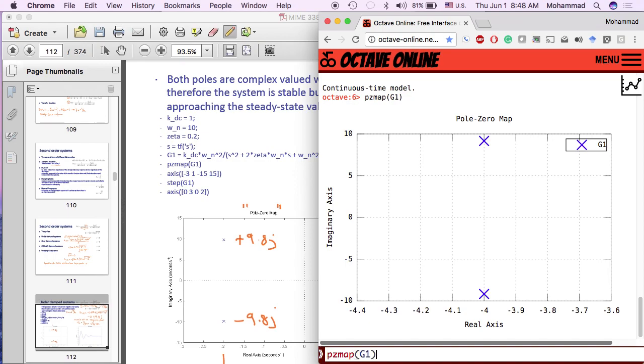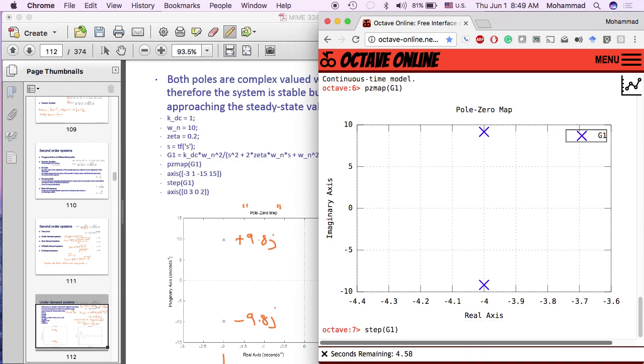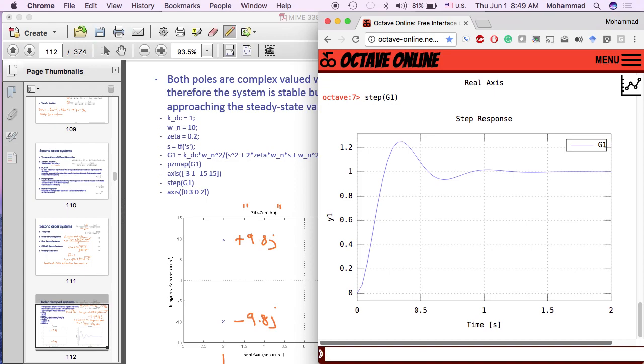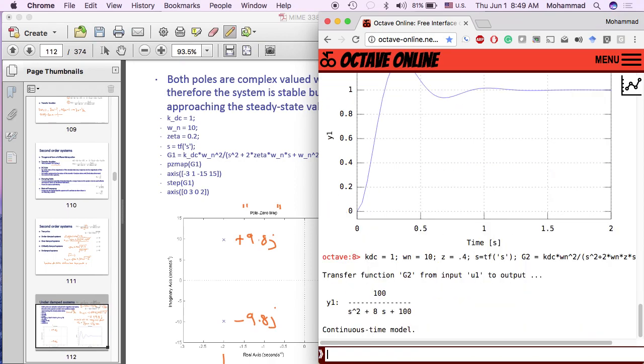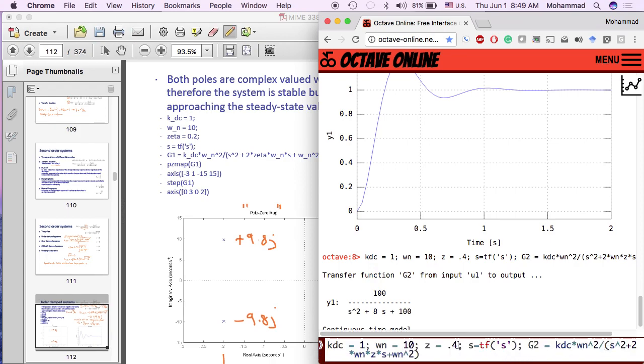Now let's look at the step response. So step response shows a faster response. Not only that, but also a smaller overshoot and faster settling, essentially. Let's see if we can put these two plots next to each other. So let's try this. So we are going to call the one that has zeta of 0.4 G2, and zeta of 0.2 we are going to call G1.